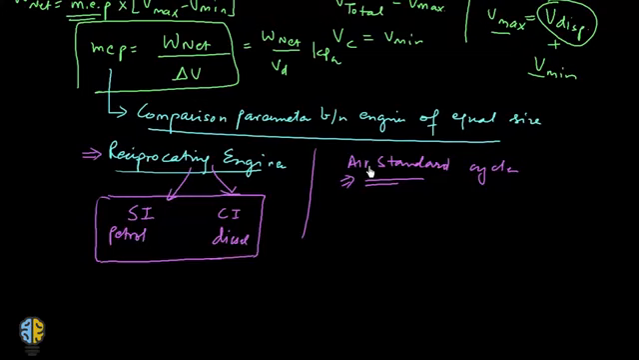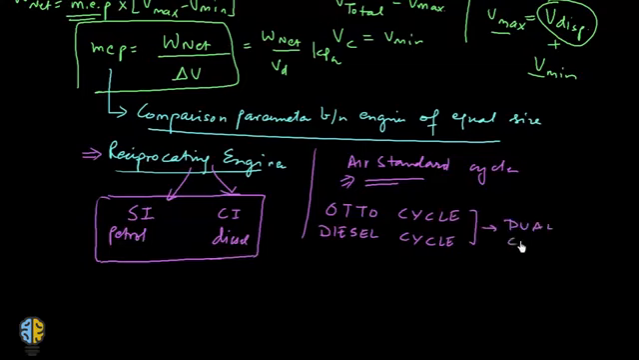Okay, now the two most important air standard cycles that we are going to talk about in the next video. The first one is the Otto cycle. The second one would be the diesel cycle, and then we'll combine both of them to create a dual cycle. Alright, so this is what we are going to study in the next video onwards. So now let's move on to the next video and start our discussion on air standard cycles.